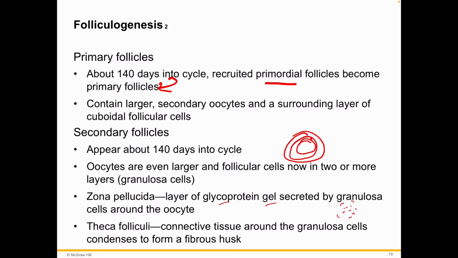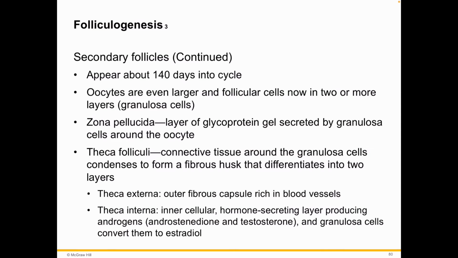The theca folliculi is connective tissue around the granulosa cells, and it forms a protective layer, like a husk. Secondary follicles appear about 140 days into the cycle, with larger oocytes and two or more layers of granulosa cells. We talked about the theca folliculi, the husk.